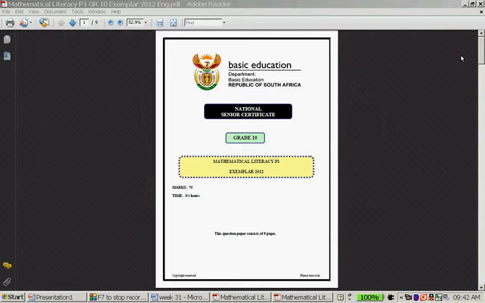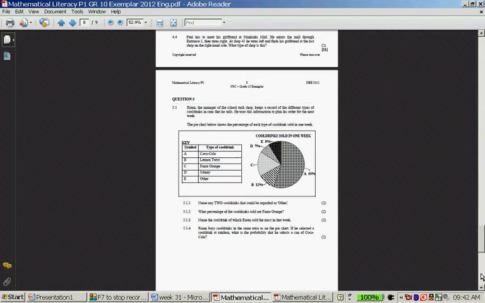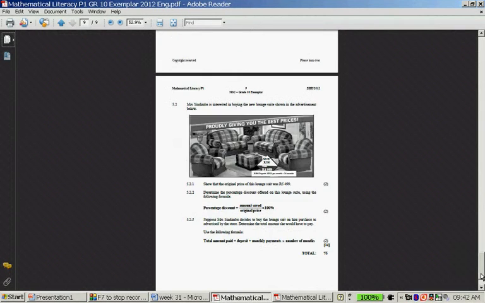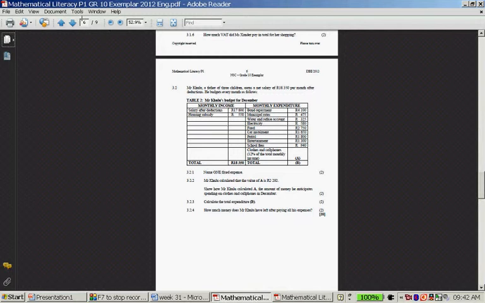We are busy looking at the Department of Basic Education of the Republic of South Africa's National Senior Certificate, Grade 10 Mathematical Literacy, Paper 1 of the Exemplar that was set up in 2012. It's quite a good paper. We are done with all financial mathematics, so we're now going to look at various questions. Today we're going to look at question 3.2 that I asked you to do for homework, and also question number 5.2. Right, so let's quickly go to 3.2.